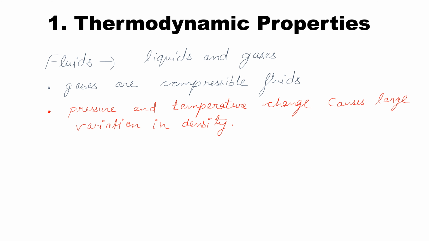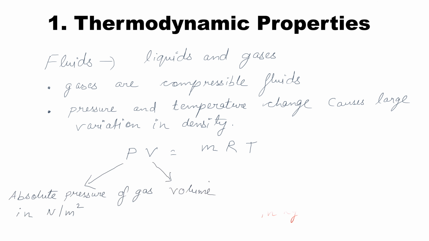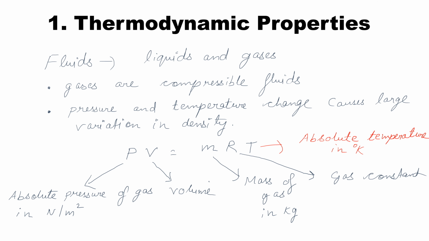And for an ideal gas, we generally give a formula, that is PV is equal to mRT, where P is the absolute pressure of gas in Newton per meter square, V is the volume of gas in meter cube, m is the mass of gas in kg, R is the gas constant, and T is the absolute temperature in degree Kelvin.